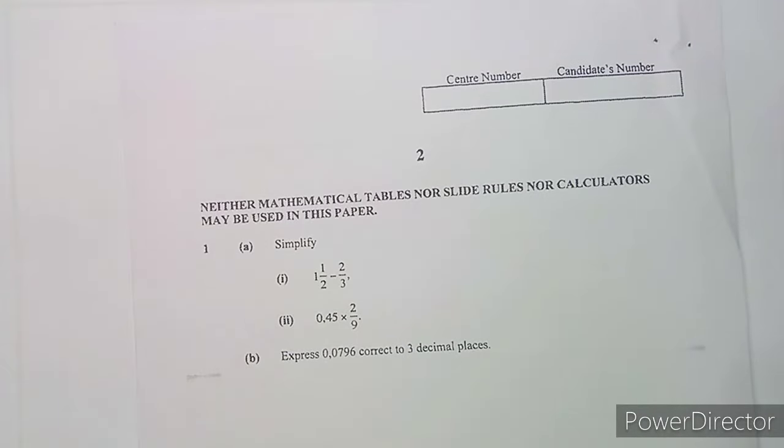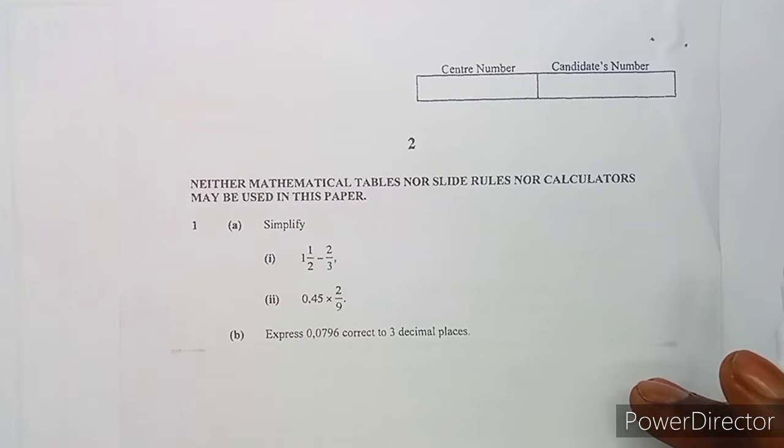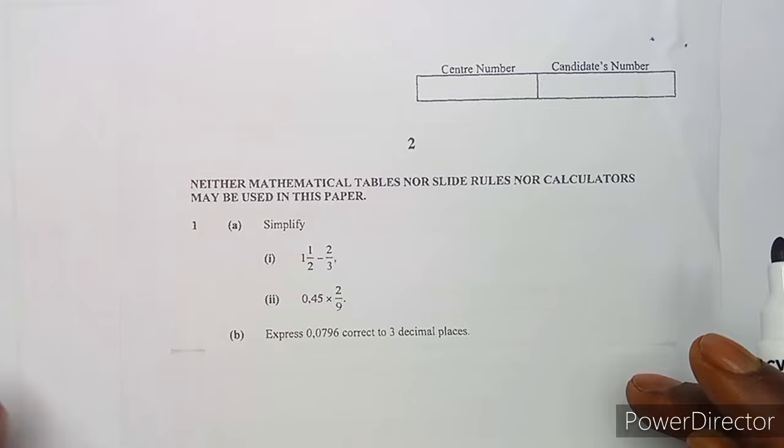Neither mathematical tables nor slide rules nor calculators may be used in this paper. That is, they are not allowed to be part of the paper. So in this case, let us quickly rush through the first question. You're asked to simplify the following fractions, which is 1.5 minus 2/3.